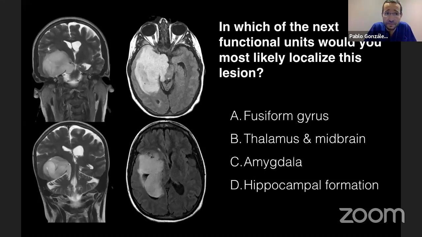This is a 31 years old lady who came in an almost comatose state to the emergency room. The family was referring some headache in the last 3 to 4 weeks, and she came with a dilated right pupil, and GCS 11. So in which of the next functional units would you most likely localize this lesion? Prabhat?